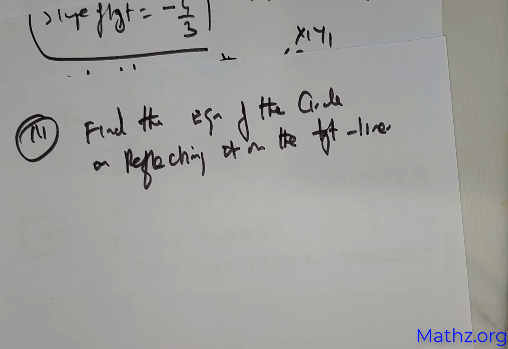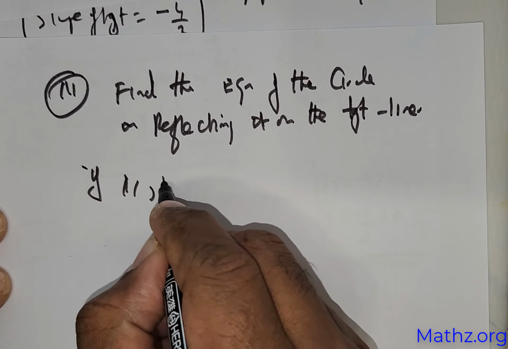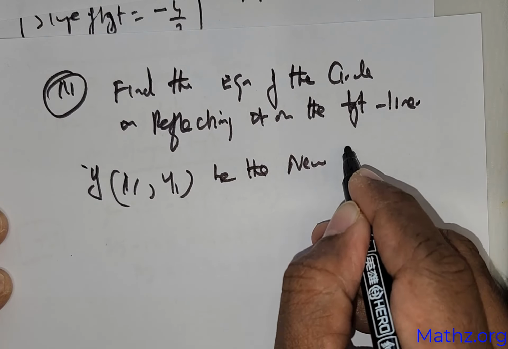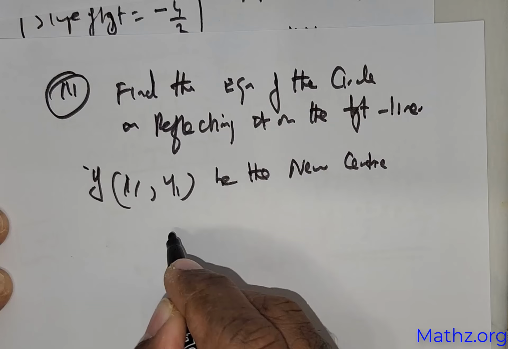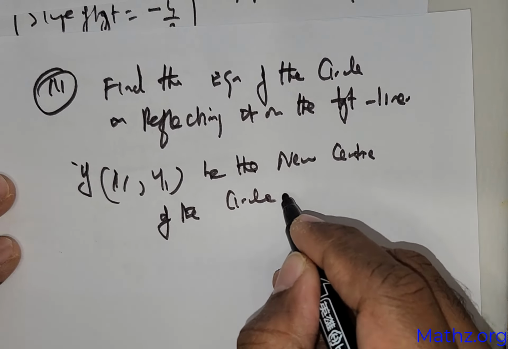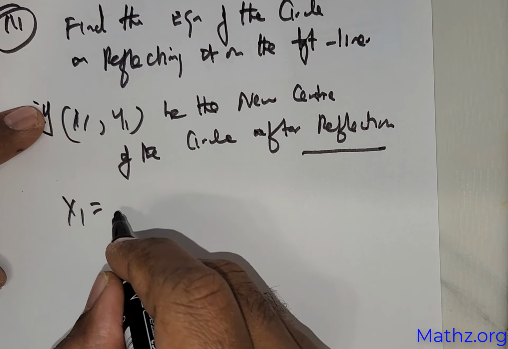To find out the center, only the center gets changed. The diameter will remain the same. So I'm going to show you that particular formula here, and you will have to apply the formula. If (x1, y1) is the new center of the circle after reflection, the formula is as follows.